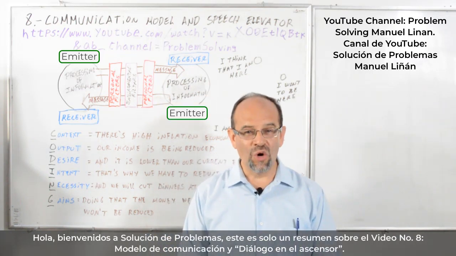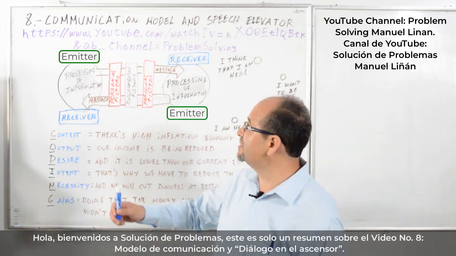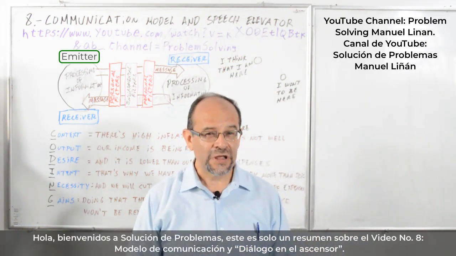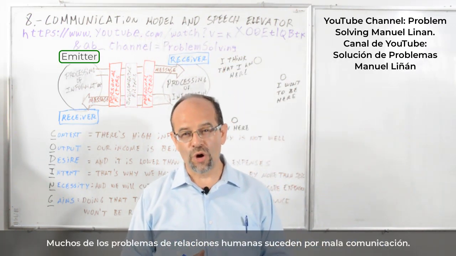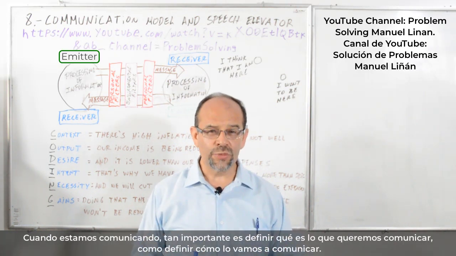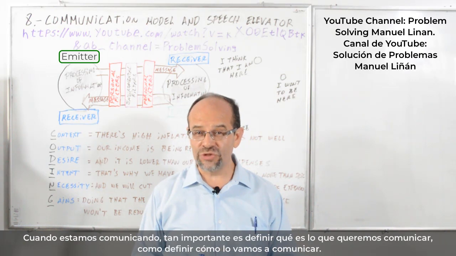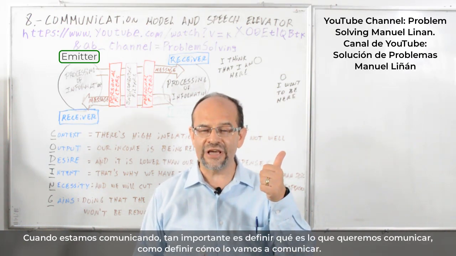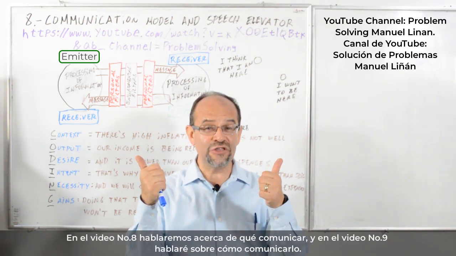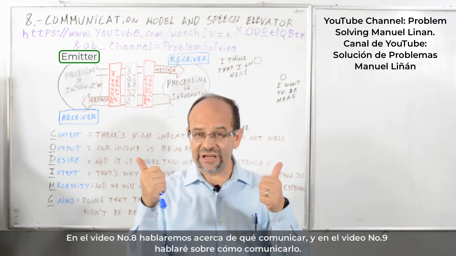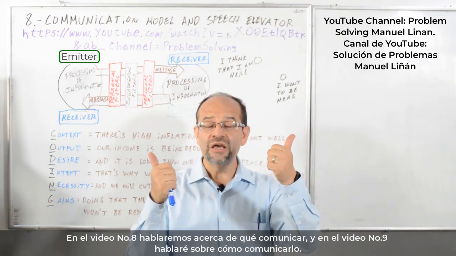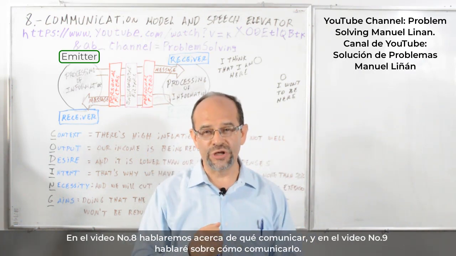This is just an overview to video number 8, Communication Model and Speech Elevator. Many human relationship problems do happen because of bad communication. When we are communicating, it is as important to define what we want to communicate as how we are going to communicate. In video number 8, we will be talking about what to communicate. In video number 9, we will define how to communicate.